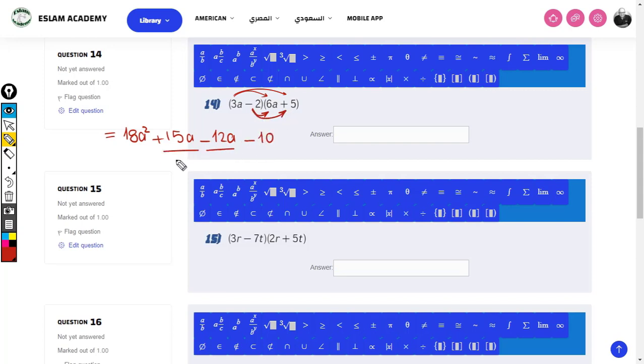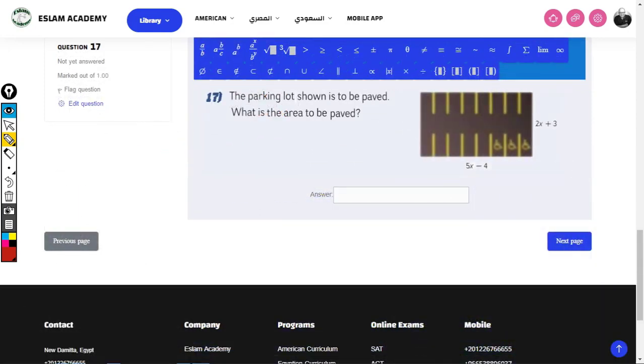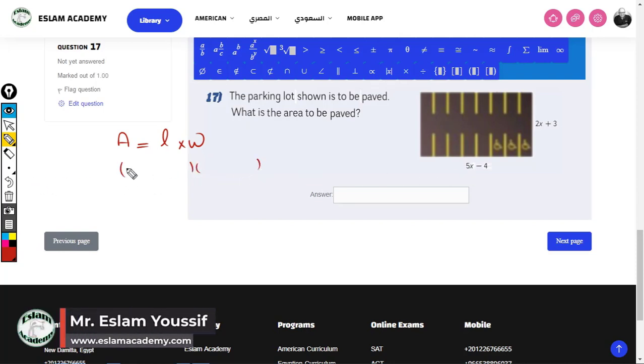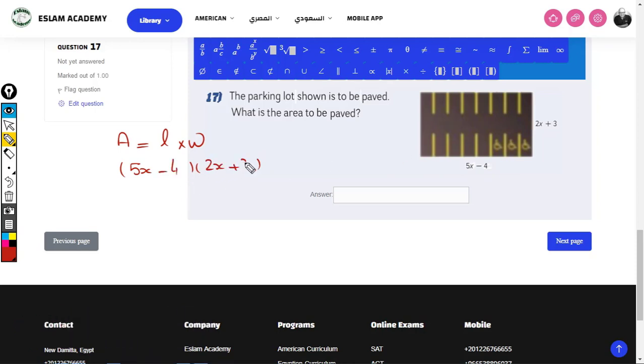Now we have a like term. So it will be 18a power 2, 15 minus 12 equals positive 3a, minus 10. In this problem, we need to find the area. As we know that the area of the rectangle is equal to length multiplied by the width. We just write the two dimensions and multiply them together. The first dimension is 5x minus 4, and the second dimension is 2x plus 3.